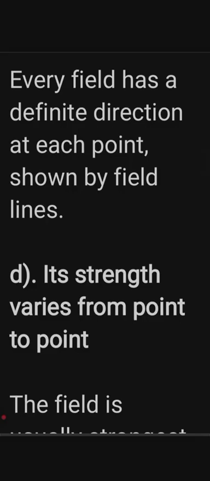Number four, the strength of a field varies. So the field is usually strongest near the source, while it becomes weaker farther away. We talked about something like this in electric field yesterday, when we were talking about the strength of an electric field. We said the closer the field lines, the stronger the electric field. The farther away the field lines are from each other, the weaker the electric field.